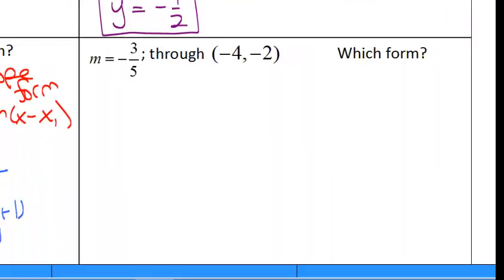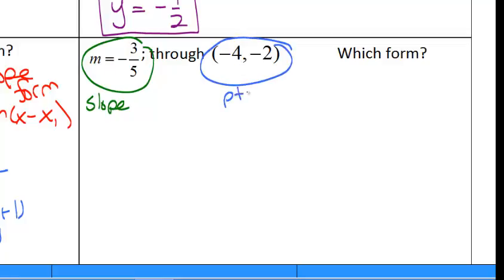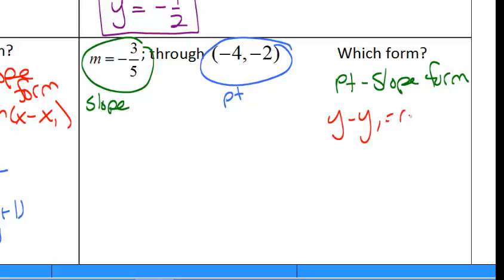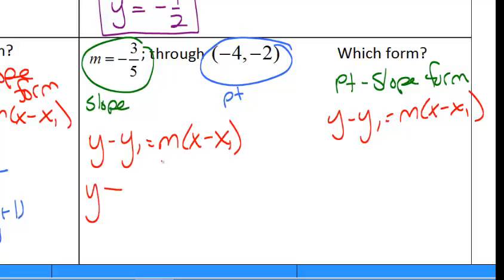All right, last problem. We have a slope in green right there. We'll do my point in blue. So if we have a slope and a point, which form are we going to use? Point slope form, which is going to be y minus y1 equals m parentheses x minus x1. So y minus y1, who's my y1? Well, my y1 looks like a negative 2 equals m.